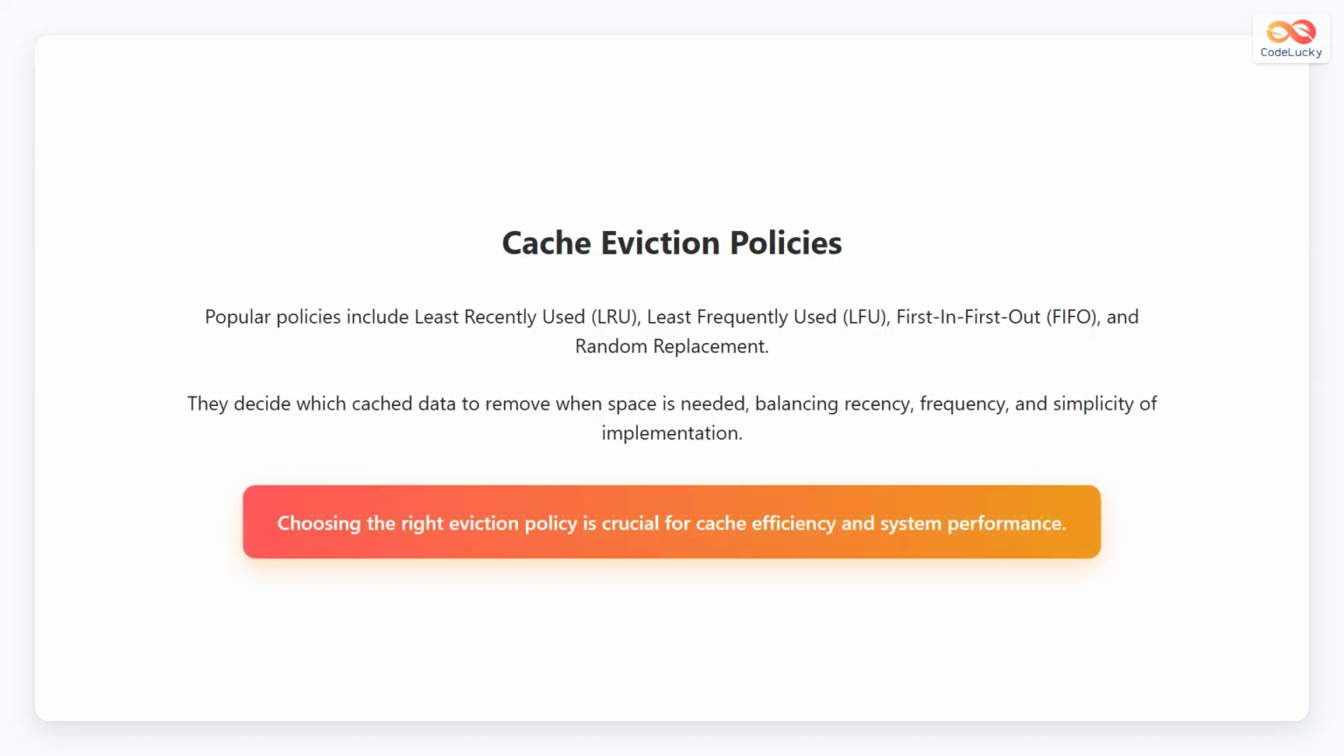Cache eviction policies determine which data to remove from the cache when space is needed. Common policies are least recently used, which evicts data accessed longest ago, least frequently used, removing data used least often, first in first out, evicting oldest entries, and random replacement, removing data randomly. Choosing an effective policy is critical for maintaining cache efficiency.